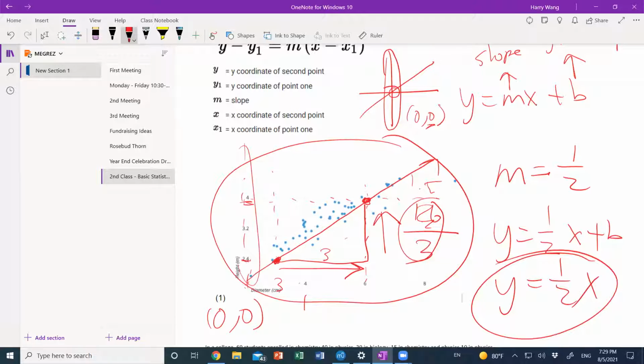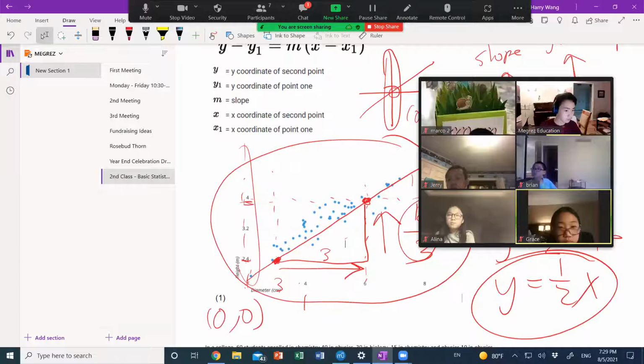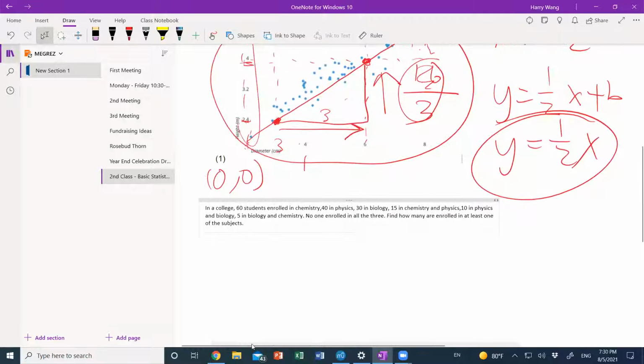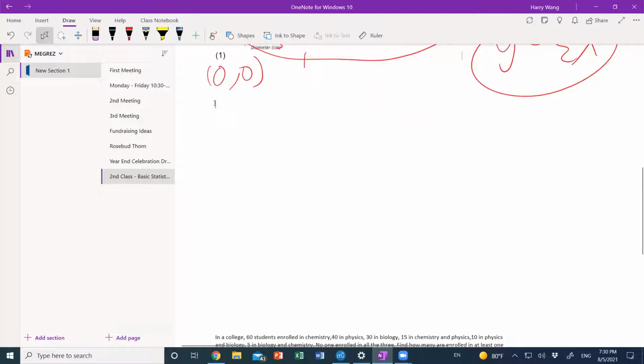And I'm going to give another example, and I know it's a little bit confusing. We're going to spend quite a little bit of time on this. But I have another scatter plot that I want everyone to do for practice. I'm just going to screenshot here. I'm going to move this down, way down. Okay.